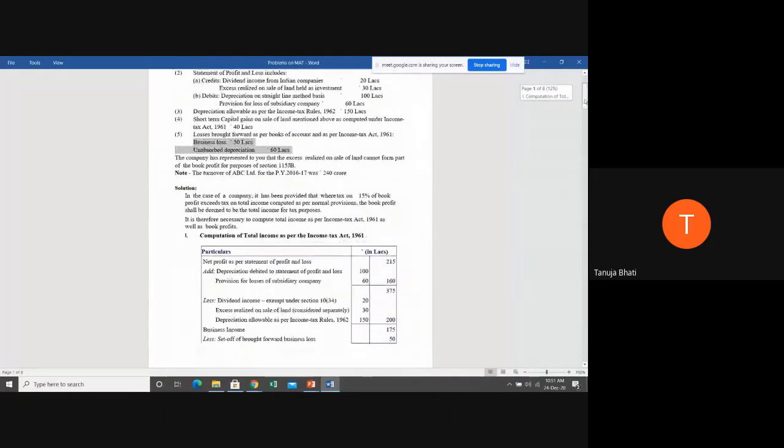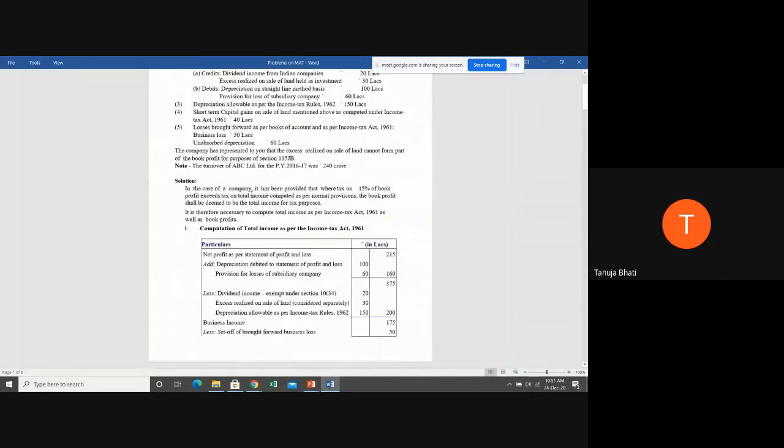So now let us first understand how to calculate the income as per the normal provisions of Income Tax Act. This is a revision for you all, but calculation as per MAT will be a new thing for you all. So let us start. In case of a company, it has been provided that where tax on 15% of book profit exceeds tax on total income computed as per normal provisions, the book profit will be deemed to be the total income for tax purpose.